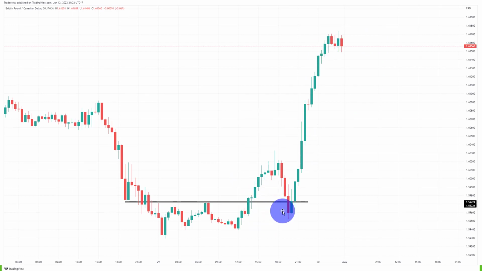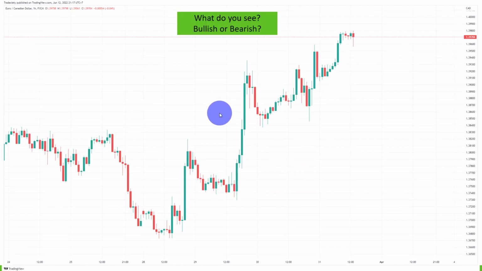I have a few other ones that use similar concepts, but in a different context. So that will be quite interesting. What do we see here? Does it look bullish? Does it look bearish? Let's analyze it and let's get into it.